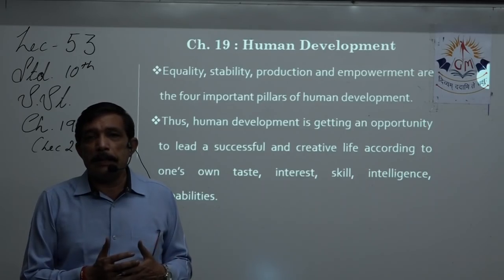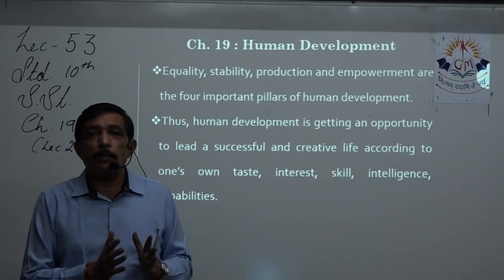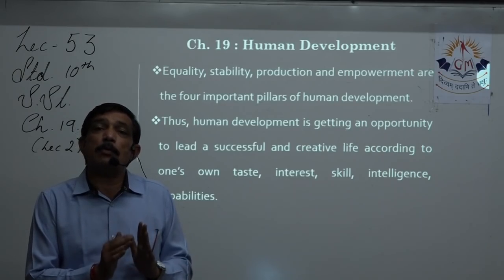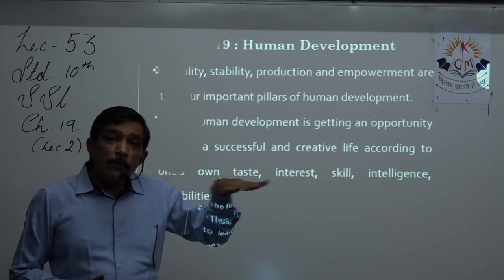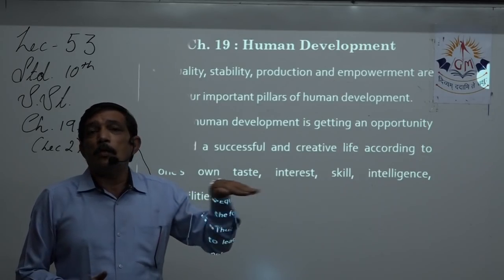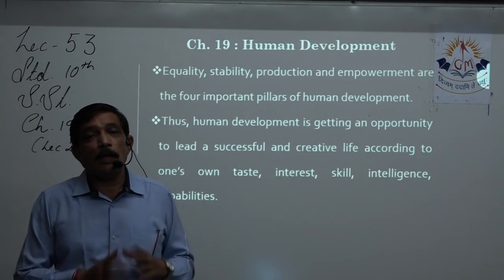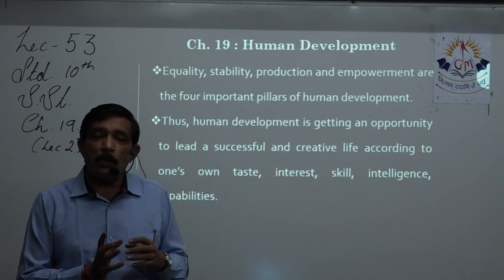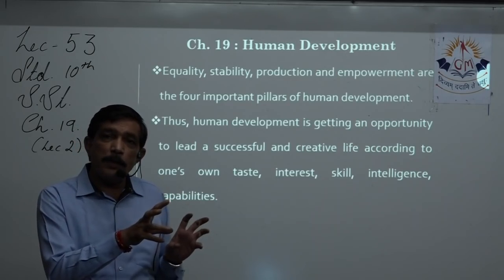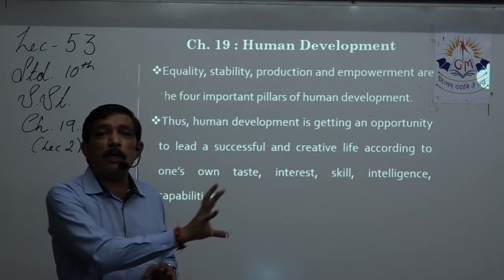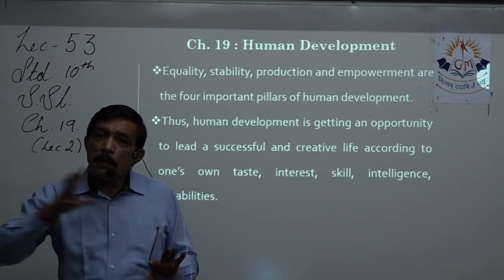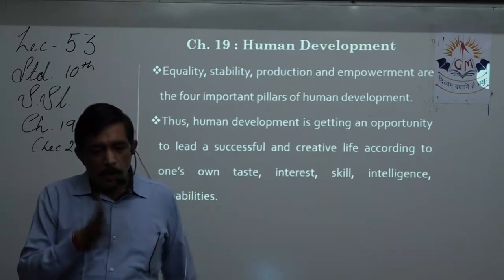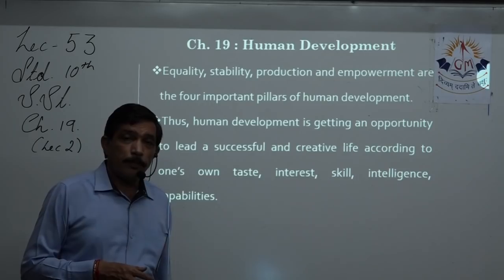So equality is the first pillar of human development. Humans can develop only when all of us are considered at one level. Then only equality can exist, and then only human development can happen. Because if we have discrimination, a particular group will keep on developing, whereas another particular group will stay behind or become backward. So equality, then stability.